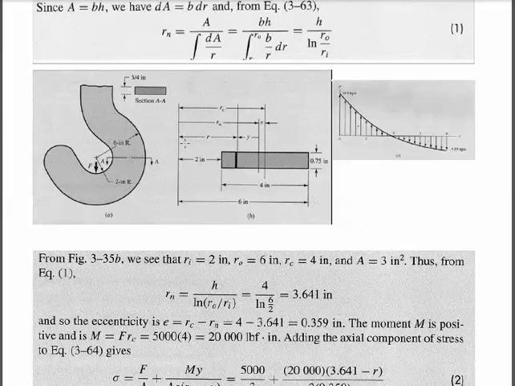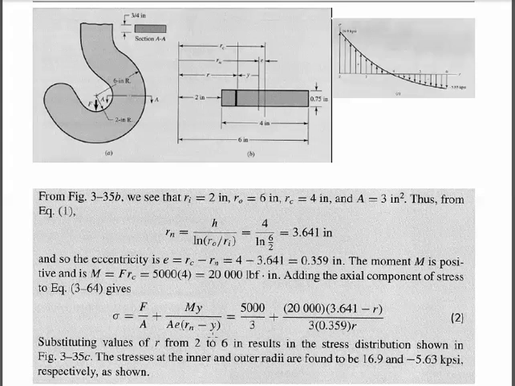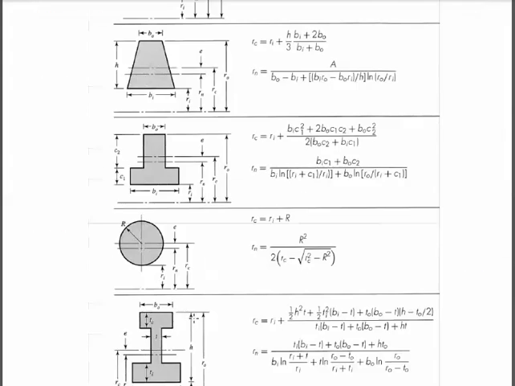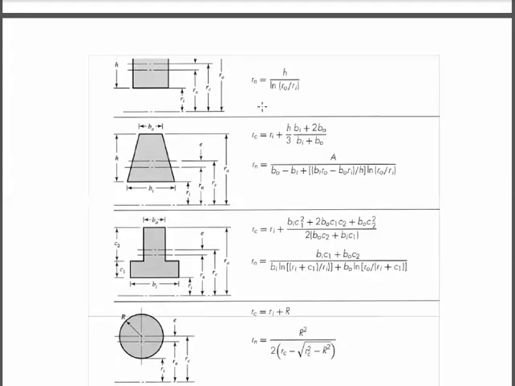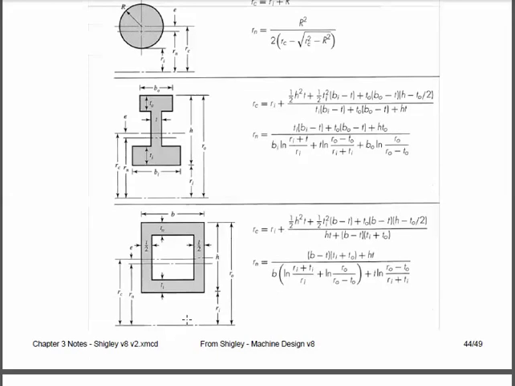In this case, though, this hook not only had bending stresses from the curved beam, but it also had axial tension stresses, force over area stresses, combined with the curved beam stresses. Here is that table showing the location of the neutral axis for various cross sections. It also shows the location of the centroid for various cross sections if it's hard to find.